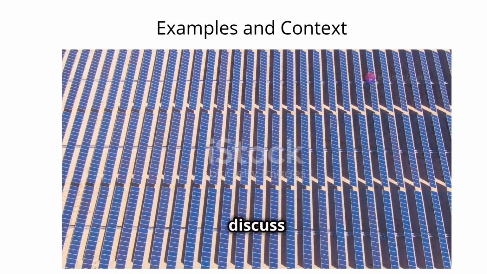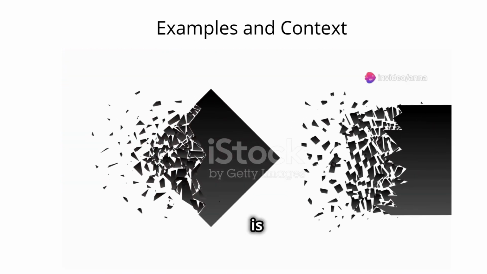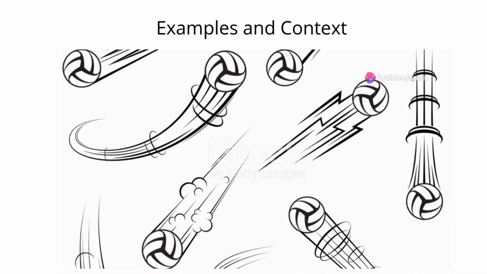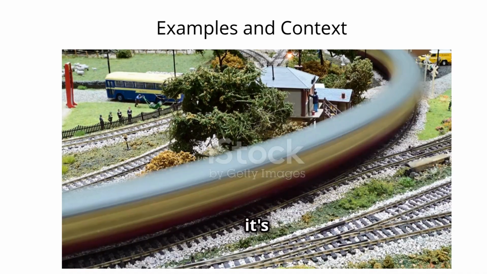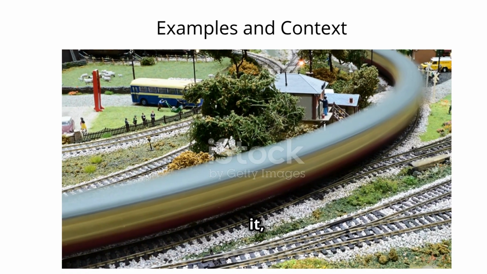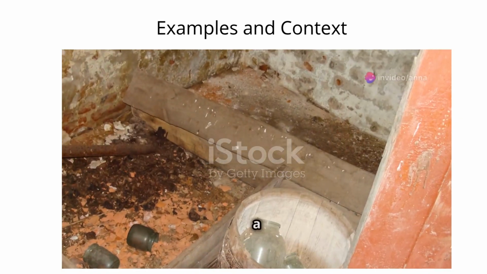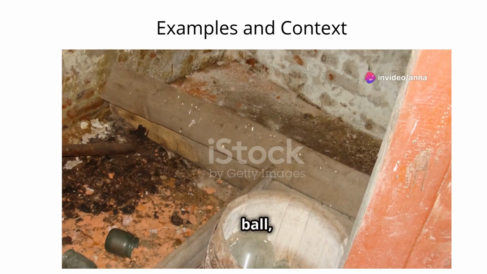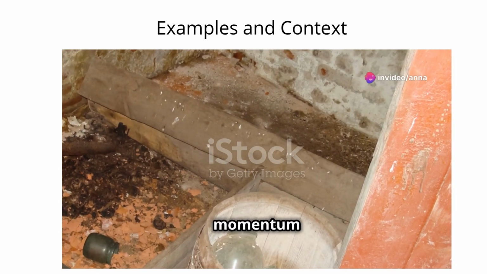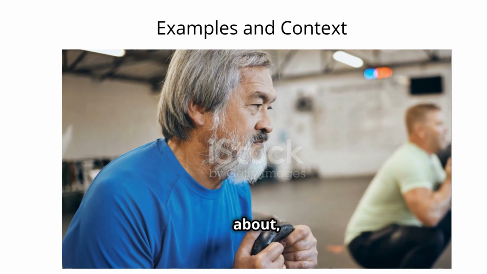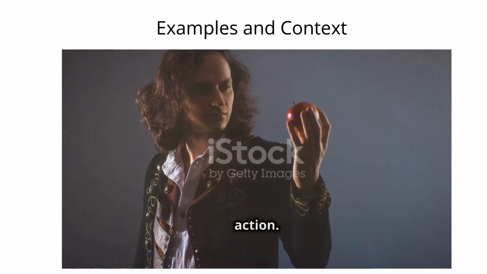Finally, let's discuss momentum. Momentum is mass in motion. Imagine playing basketball and dribbling the ball. The ball has momentum because it's moving. If you throw it, it gains more momentum because now it's moving faster. And if a heavier ball, like a bowling ball, moves at the same speed, it has more momentum because it has more mass. So, next time you're out and about, try to spot these physics concepts in action.